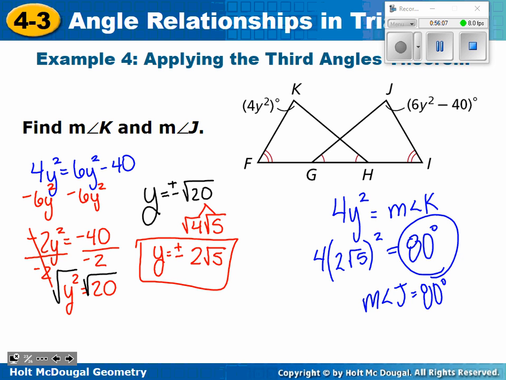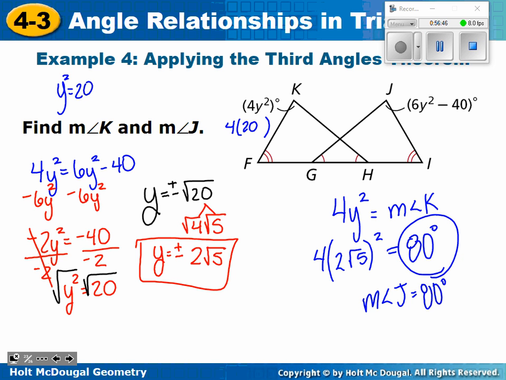Now, Naya said, why are we doing that? You can just go back to, instead of plugging in 2 square roots of 5 for y, what did we say y was equal to before we simplified it? The square root of 20. So you could plug in the square root of 20. Or what Anna said a few minutes ago is you don't need to do that because we solved originally and said y squared is 20, right? And all we needed was y squared. 4 times y squared. What is y squared? 20. 4 times 20 is 80.